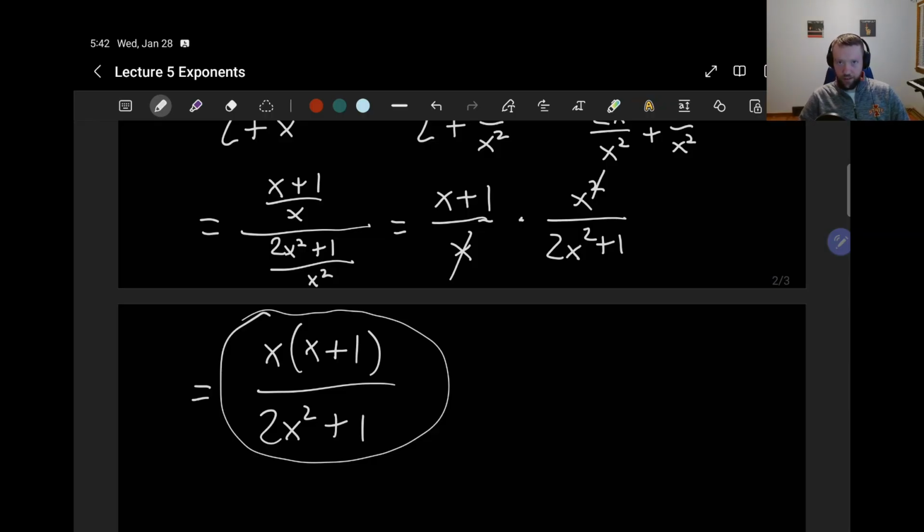All right, well, that's all we have to say about exponents. Now we'll get to their counterparts, radicals, next, and we'll spend a little more time on those.